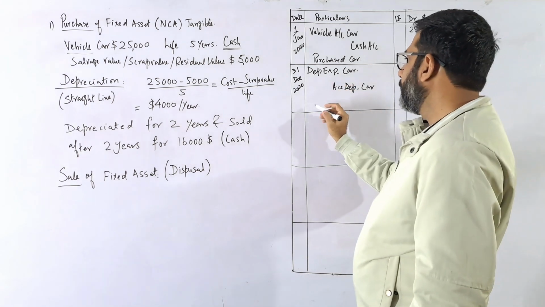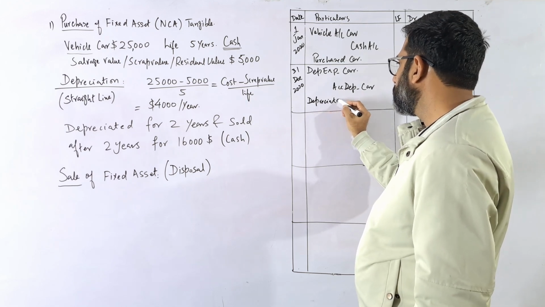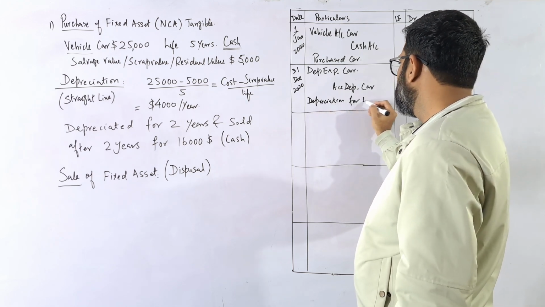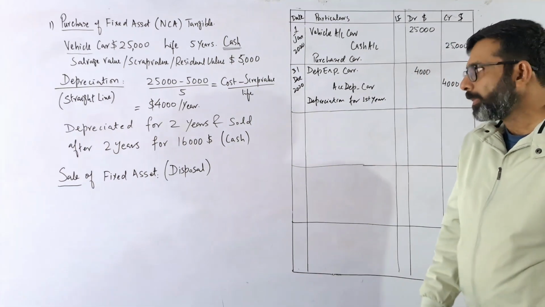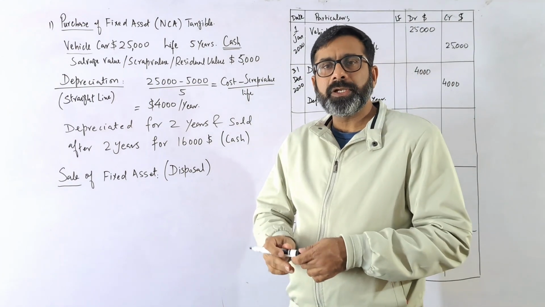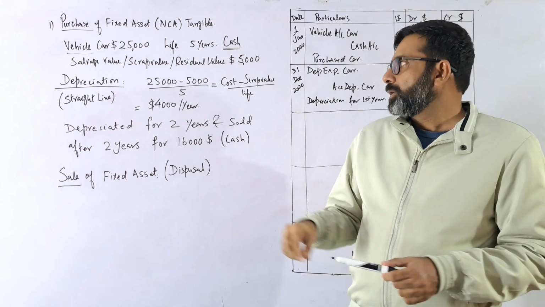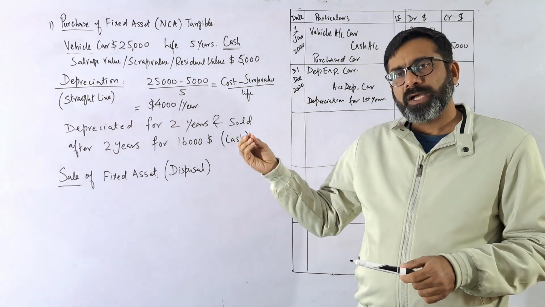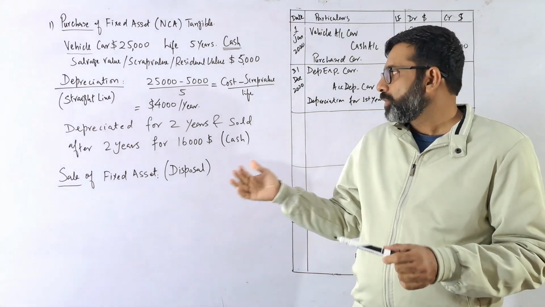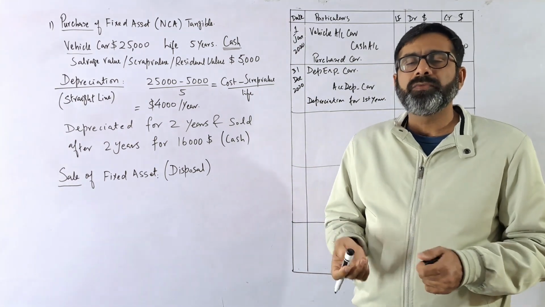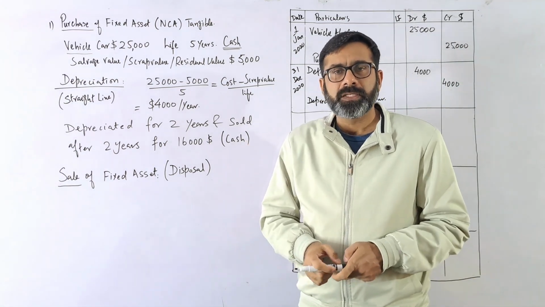So this is the depreciation for the first year. It is used for 1 whole year. So now it is 4,000 depreciated. The value was 25,000 at the start of the year when it was purchased. Now it is 4,000 depreciated. So now its book value, which we can say is how much? 25 minus 4, almost $21,000.